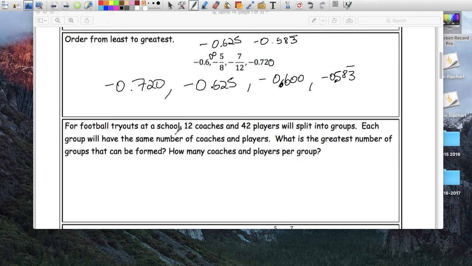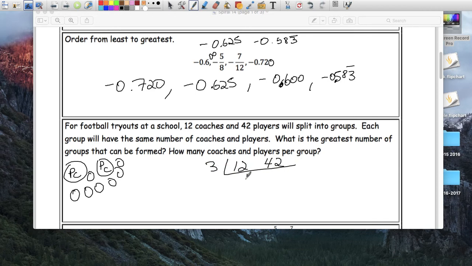Football tryouts at school. 12 coaches, 42 players. They're going to be split into groups. Each group will have the same number of coaches and players. This is the greatest number of groups that can be formed. So we're going to put players and coaches here, players and coaches here. So we just have to figure out how many players and coaches are in each of these groups, that I don't know how many we're going to have to begin with. So 12 and 42, it's a GCF problem. Let's see, 3 works. 3 goes into 12 4 times. 3 goes into 42 14 times.